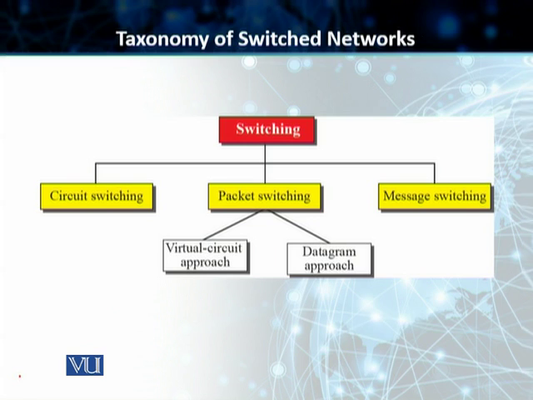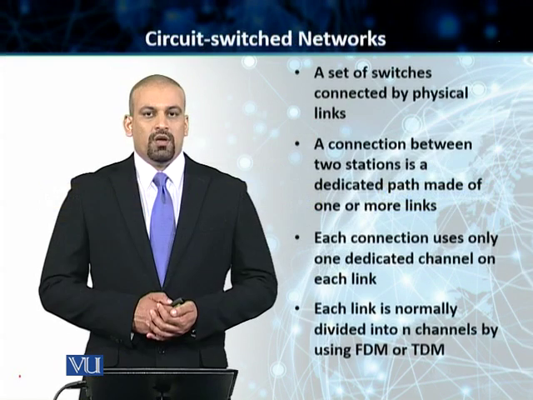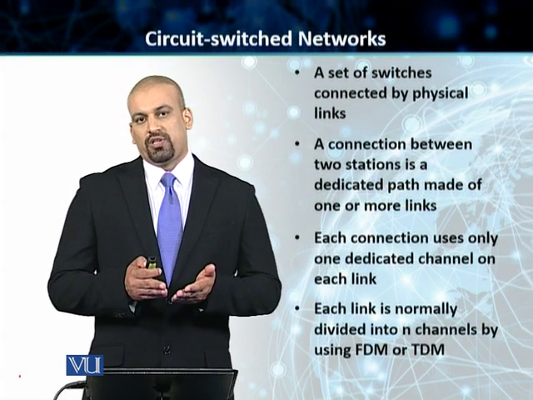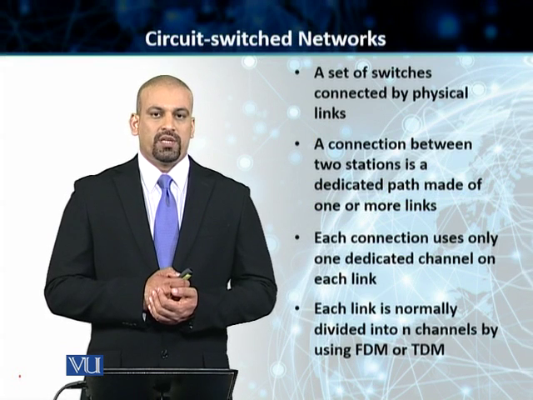But for now, we are going to cover 2 different types. The first one is circuit switching, the type of switching that we normally encounter in the physical layer. And the second one is the packet switching that we are going to talk about in the data link layer. Students, we will start the discussion of our circuit switched networks.